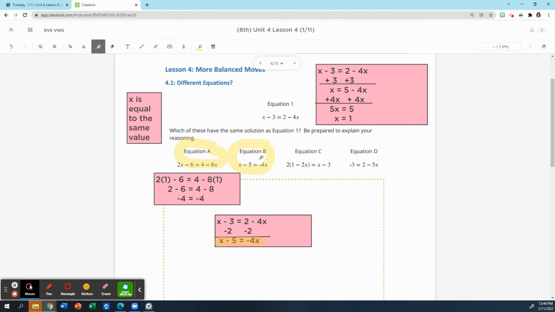Now, in this problem, the correct answer is that all 4 equations have a solution of x is 1. And you could prove that using either strategy, using the strategy in this first box where we substituted 1 for x. Substituted means we just plugged in 1 for x. Or you could do it how we did equation B, where we did the same thing to both sides of the equation to prove that it was equivalent. Either strategy works.